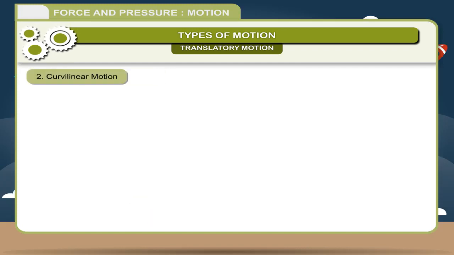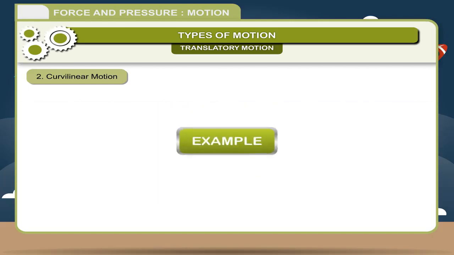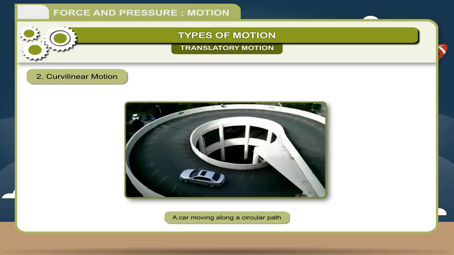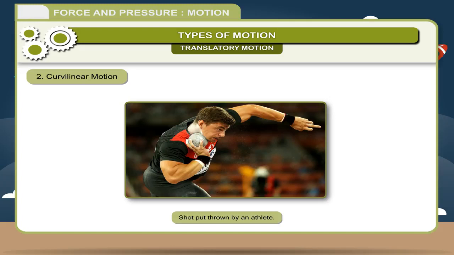Two, curvilinear motion. If an object moves in a circular path or a curved path, it is called curvilinear motion. Examples: a car moving along a circular path, the motion of a javelin or a shot put thrown by an athlete.